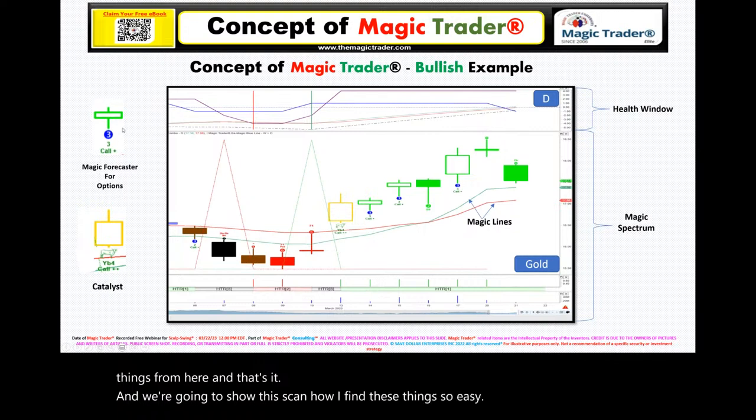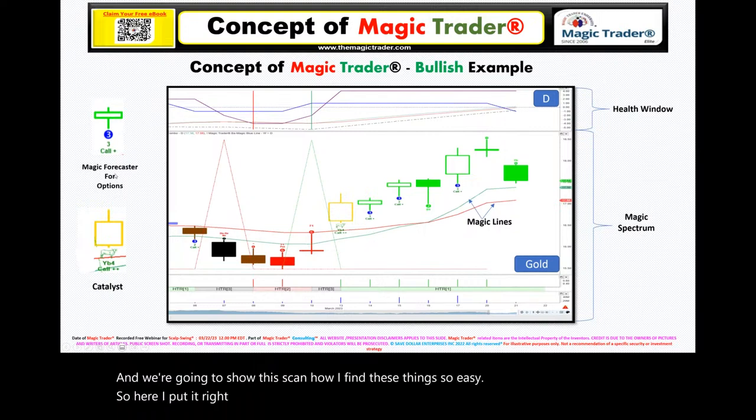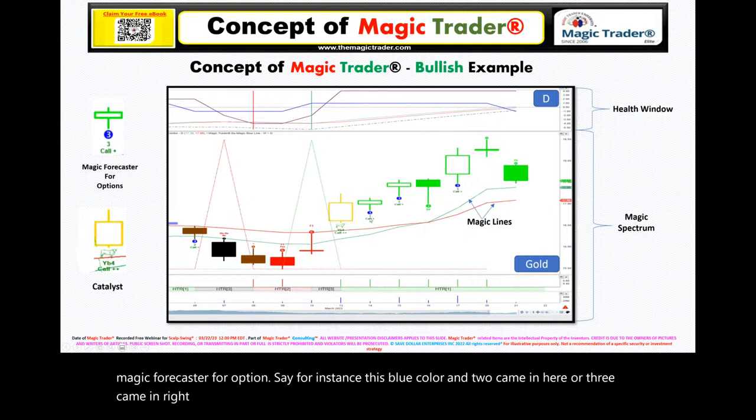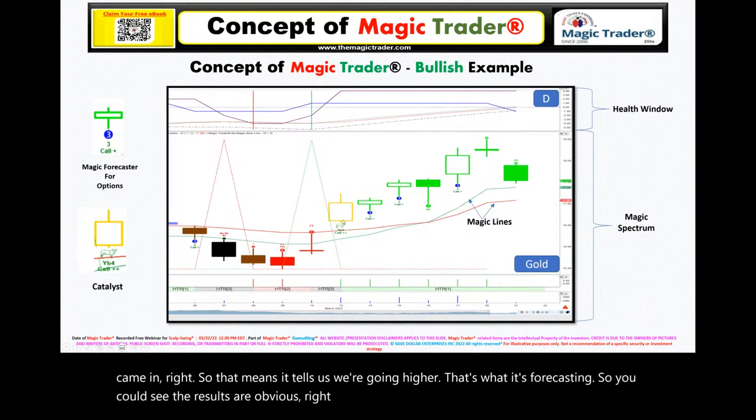So here I put it right as a new item, has nothing to do much here. But if you can see here, it's a magic forecaster for options. Say for instance, this blue color and two came in here, or three came in, right? That means it tells us we're going higher. That's what it's forecasting. So you could see the results are obvious, right? So that's what we follow.